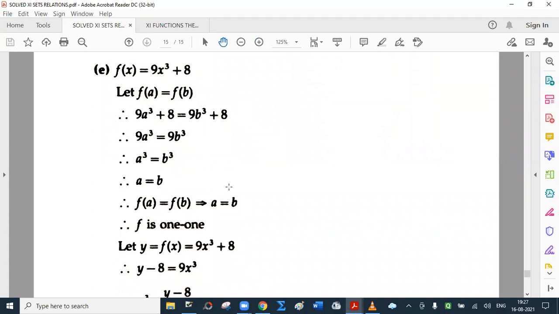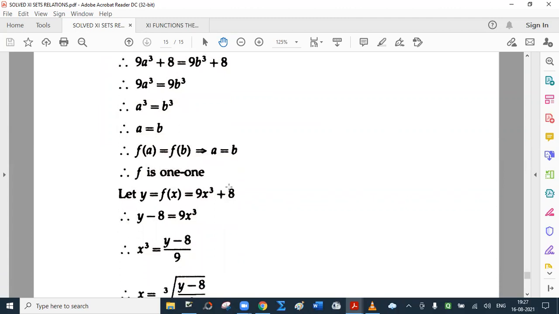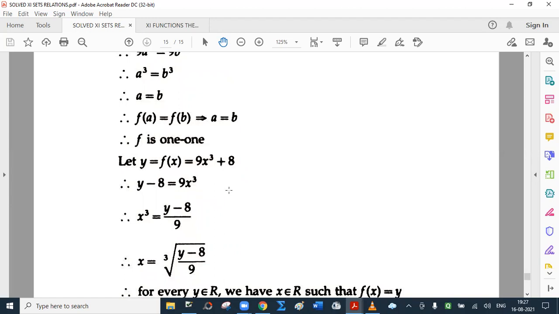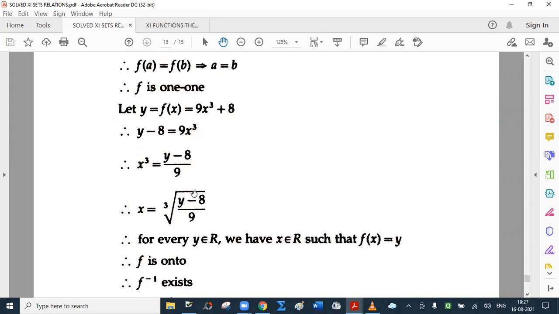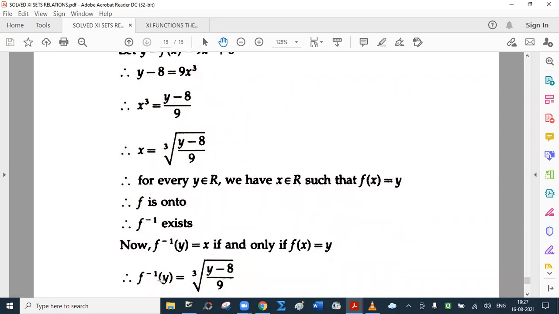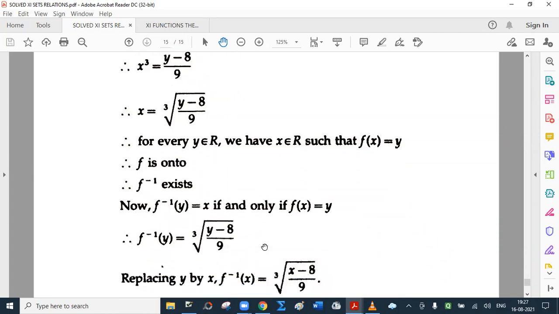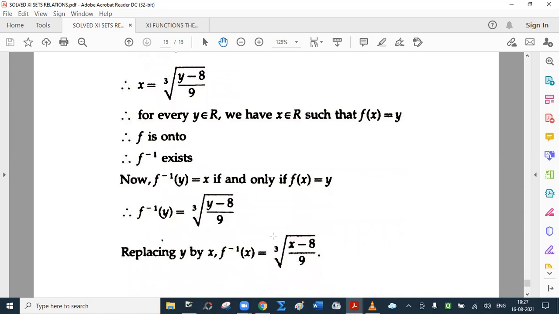Let y be f(x), 9x cube plus 8. So that gives me x cube equal to what? (y minus 8) upon 9. So x is the cube root of (y minus 8) upon 9. So for every y belonging to R, we have x belonging to R such that f(x) equal to y. So f is onto, right? So as the function is one-one and onto, it possesses an inverse. I already told you that y equal to f(x), if it possesses an inverse, then clearly x is not f of y, but x is f inverse y. So f inverse y is now the cube root of (y minus 8) upon 9. But we replace y by x to get f inverse x as the cube root of (x minus 8) upon 9. It's not difficult.